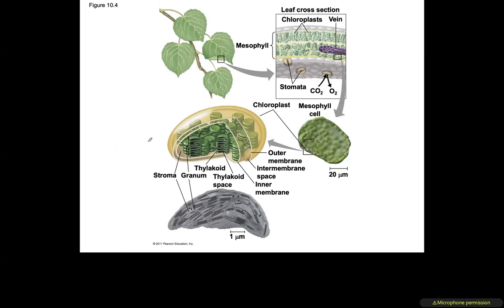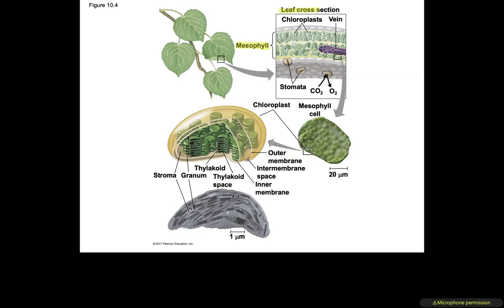What do you say we go to highlighter mode instead? There you go. Here's your leaf cross section. If you look inside your leaf, here's your leaf right here, and you do a little cross section of that leaf, it contains what is called mesophyll. That mesophyll is the tissue. So the leaf is the organ, and the mesophyll is the tissue that makes up the organ.